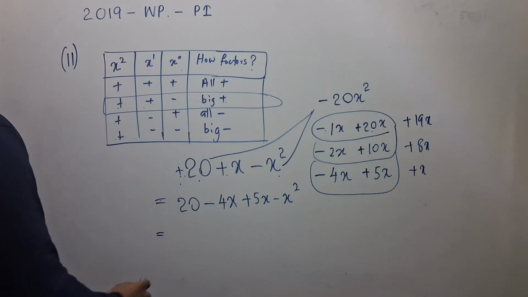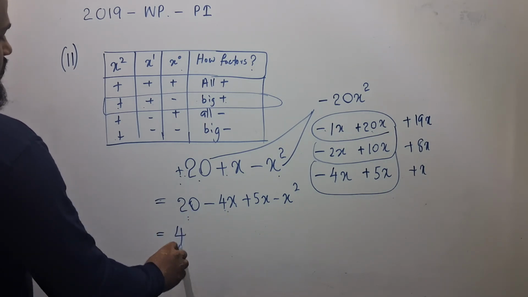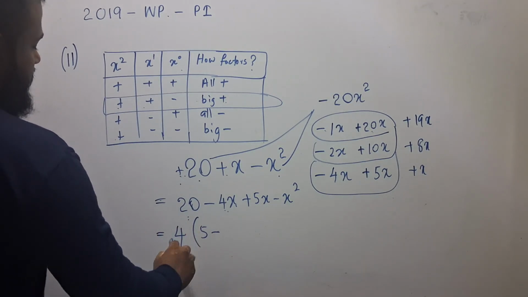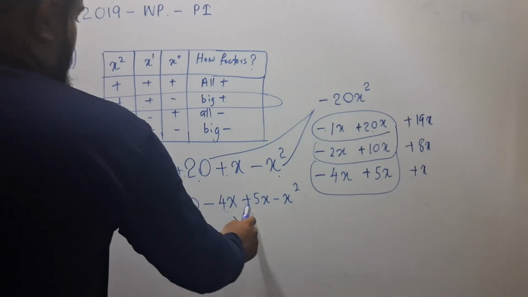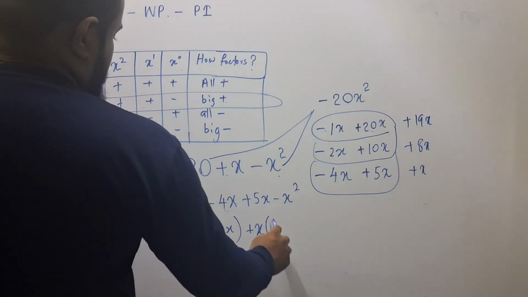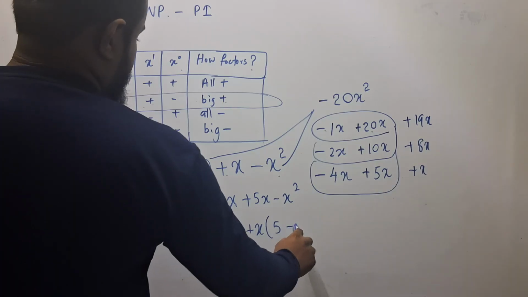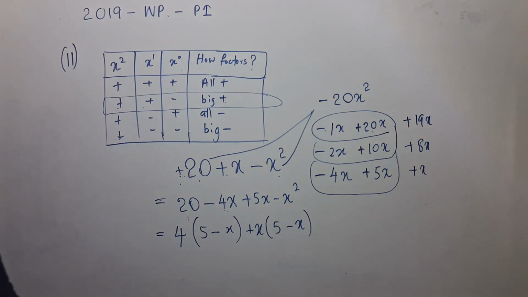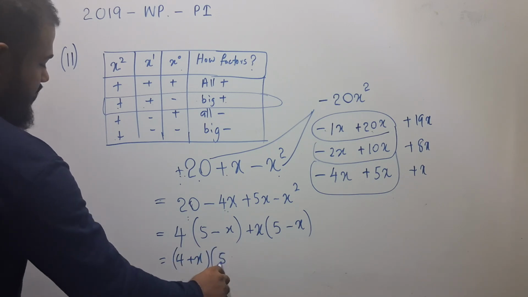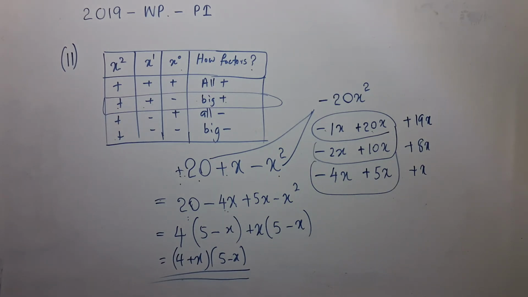Then we consider the common factors. What is the common factor of 4 and 20? It's 4. 20 is 4 times 5 minus x. What is the common factor of 5x and minus x squared? Plus x. What is inside the bracket? x into 5 is 5x, x into minus x is minus x squared. So the answer is (4 plus x)(5 minus x). That's the answer.